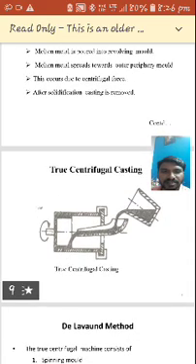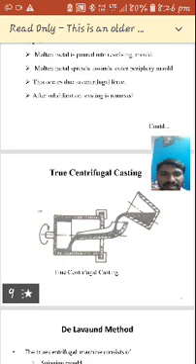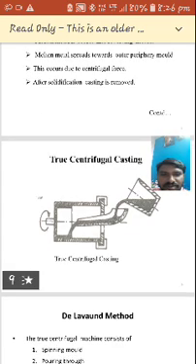Now observe the true centrifugal casting figure. There is the axis, and a shaft that is rotated, so the complete mold is rotated. Here is the ladle, also called the crucible. This crucible contains molten metal, which is poured into the revolving mold. While rotating, centrifugal force is created, and the casting will be developed.